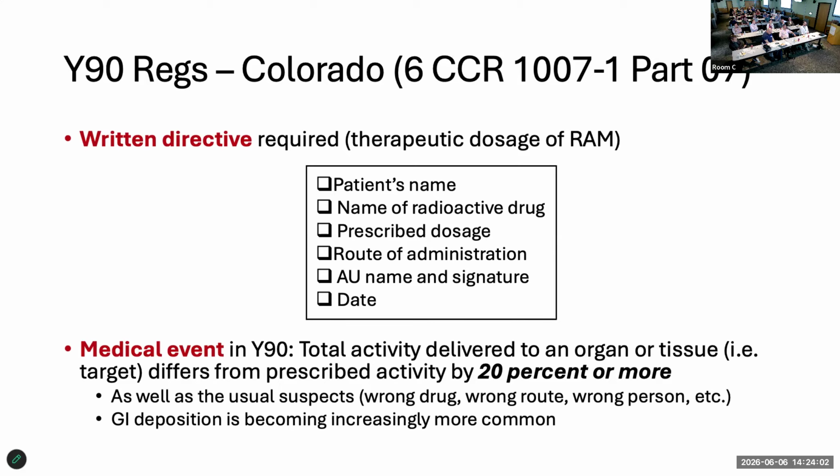And then a medical event in Y90 usually looks like the total activity delivered to an organ or tissue, in this case our target, will differ from what is prescribed by 20% or more, and that's the activity that we had prescribed to the patient.